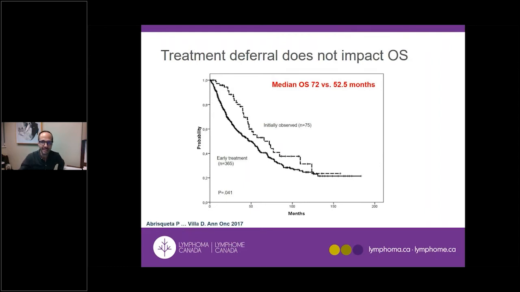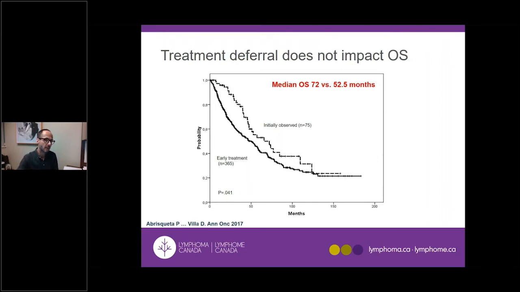This does not mean that if I decide to sit back and watch every single patient with mantle cell lymphoma, they will live longer. That's not what it means. It just shows you that the patients who we chose for observation did better because they had a better biology to begin with, and they were on that more indolent end of the spectrum.